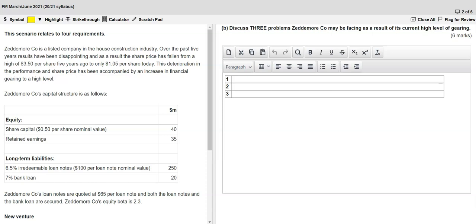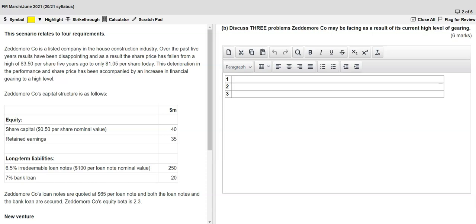Second, if there is a high level of gearing, your financial risk will increase, your beta will increase, your cost of equity will increase. And if cost of equity is increasing, your final WACC will also increase.